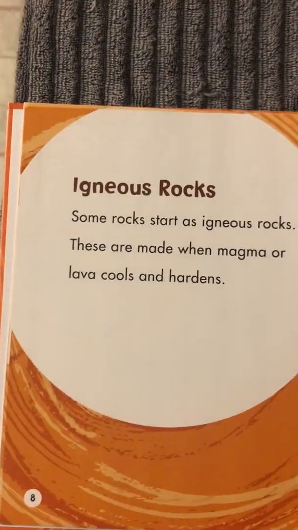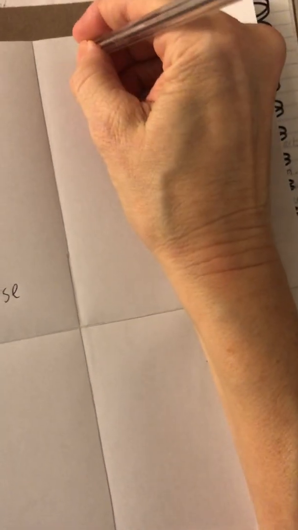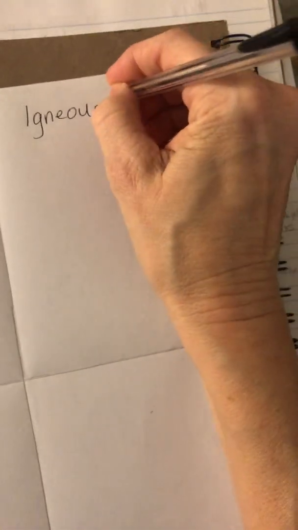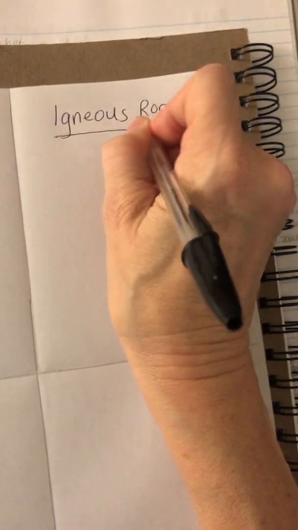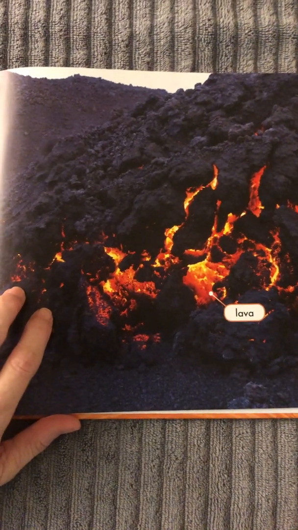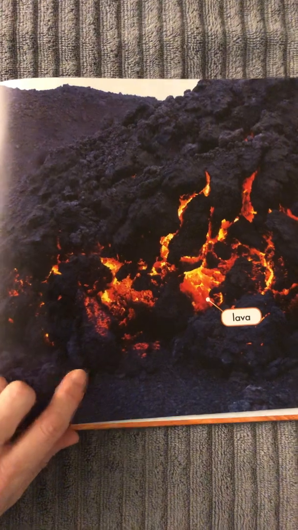Okay, the first is called igneous rocks. Let's put that on our note-taking paper. So I'm going to write it at the top. Igneous rocks. Okay, now let's see if we can find the important details about igneous rocks as we read. Some rocks start as igneous rocks. These are made when magma or lava cools and hardens.